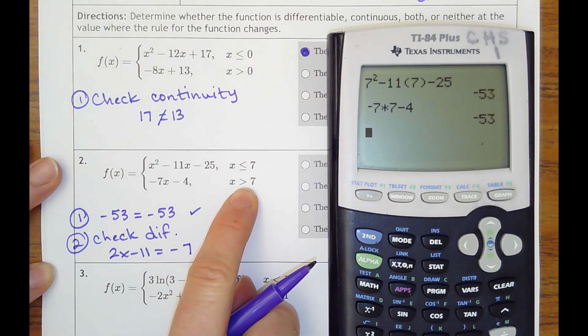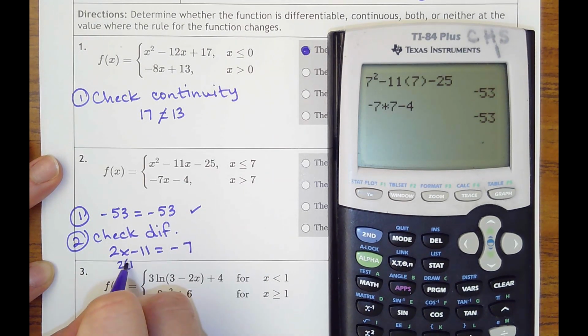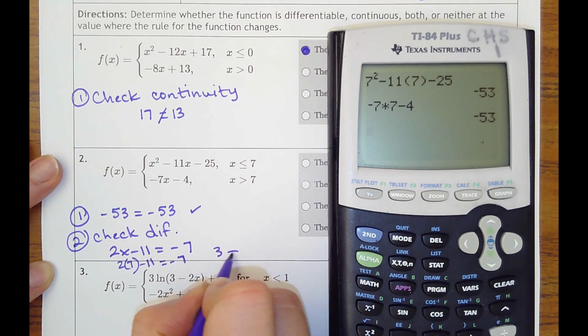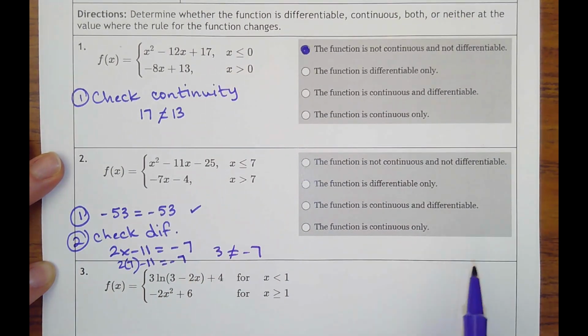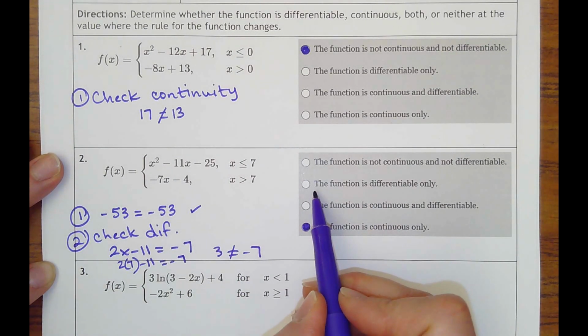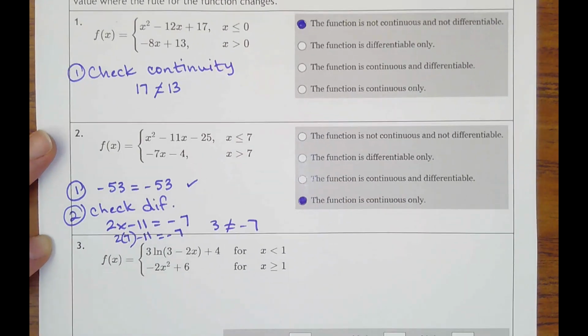Now plug in your x value where the break is happening. So 2 times 7 is 14 minus 11 is 3. 3 does not equal negative 7. So what we have decided is that this function is continuous, but it's not differentiable. The second one here will never be an option because it can't be just differentiable. It has to be continuous before differentiable.